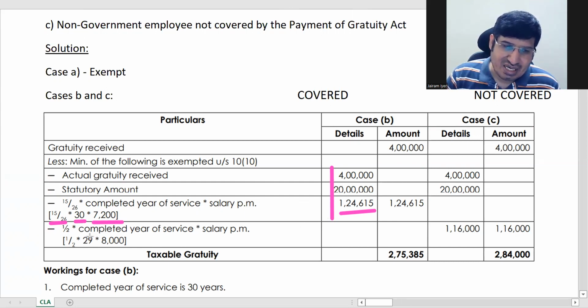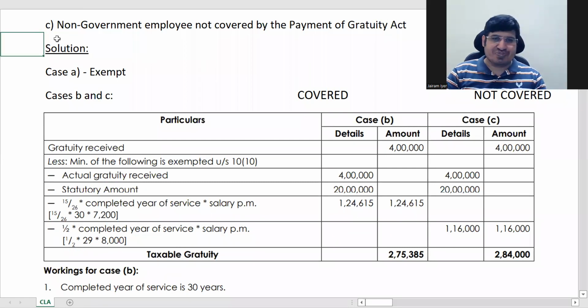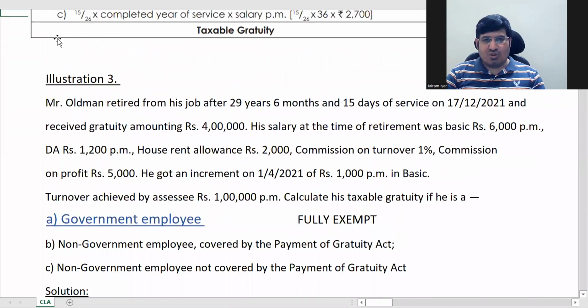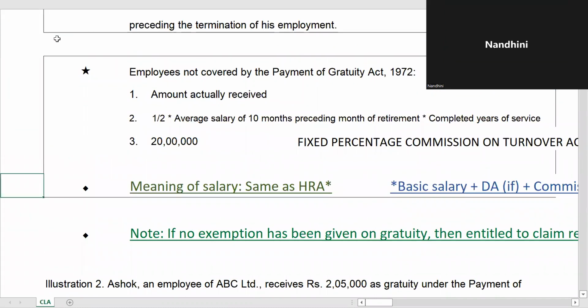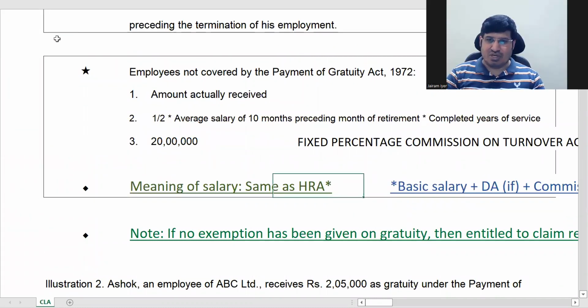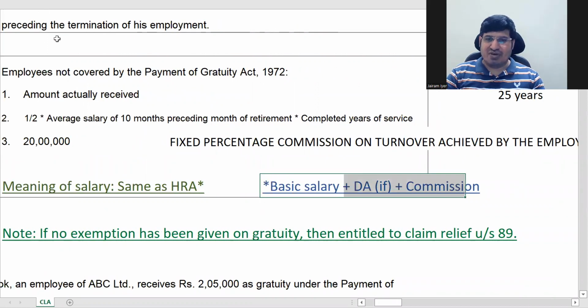Now for case C, we know the completed years of service, which is 29. Now how to calculate salary per month in this case? This is a little complex. I'll show you how to calculate salary per month in this case. First of all, what is the meaning of salary? Pay, DA, commission. Correct. Very good. So it is basic plus DA, if forming part of salary, and commission. These three things are there.